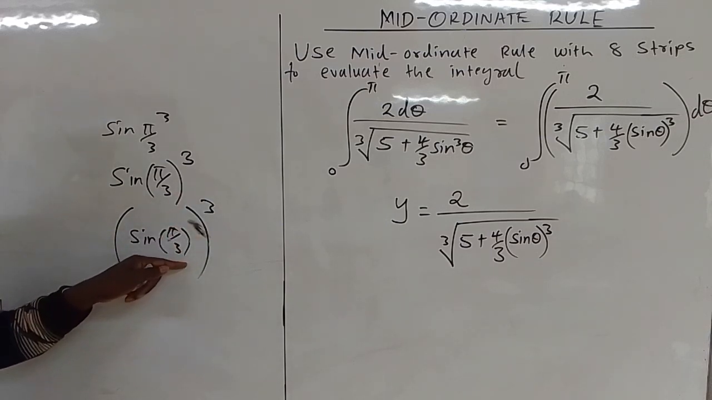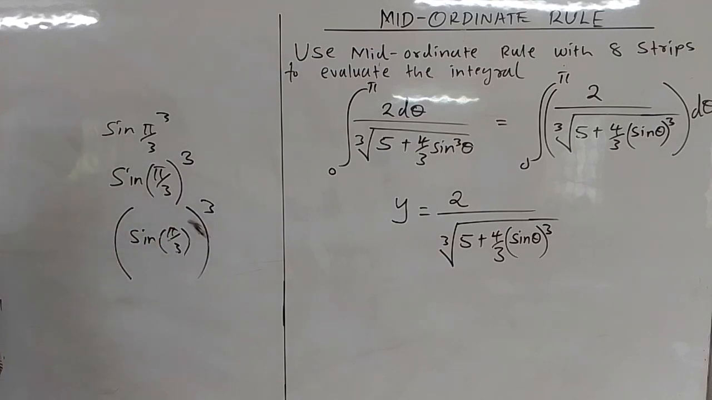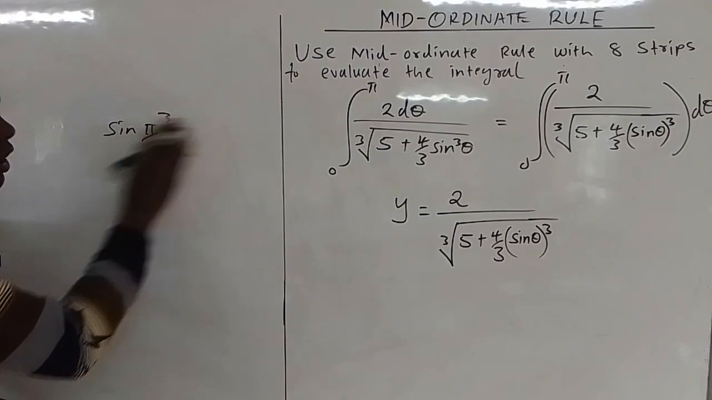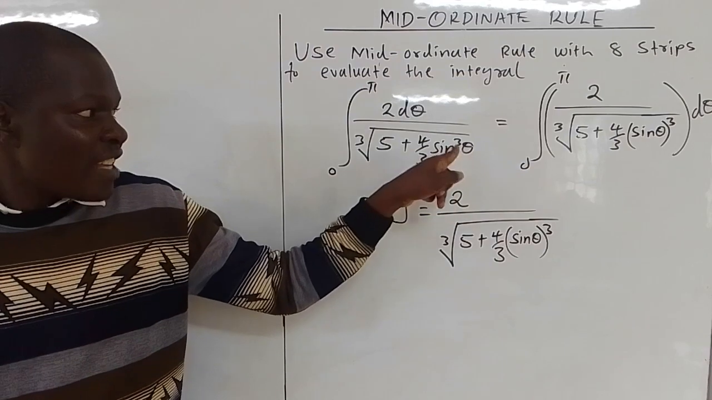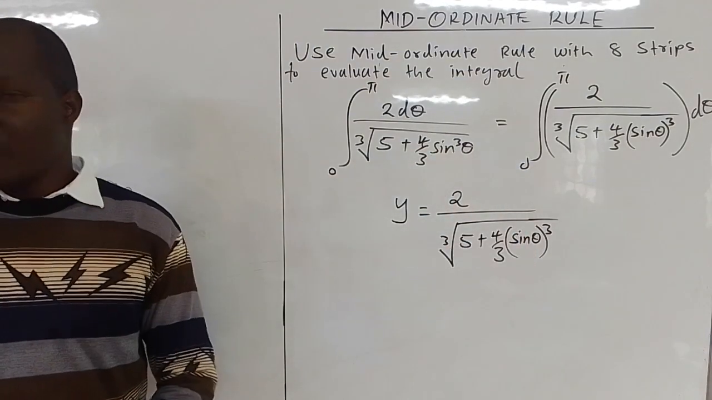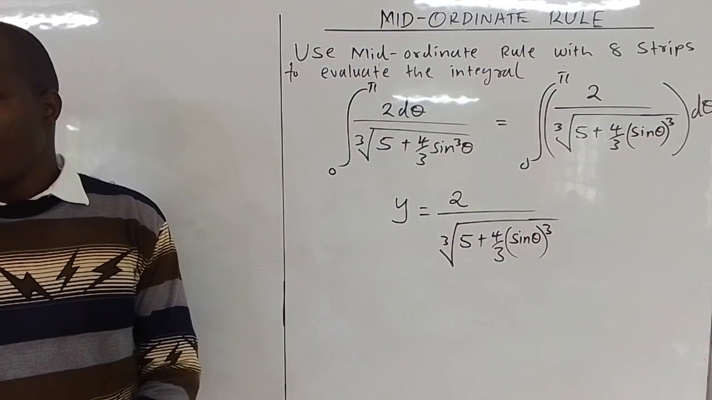When you have 1 closing bracket, you will be cubing pi over 3. Are we together? And that is absolutely wrong. Is that well understood? Good. Now we've seen how to write that sine cube theta in form. It is supposed to be translated, the whole of that cubed.